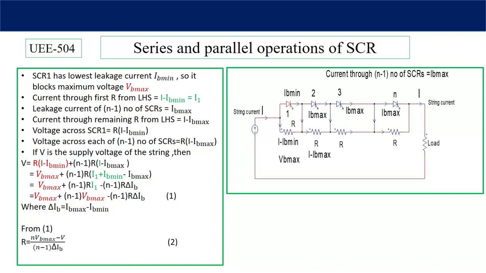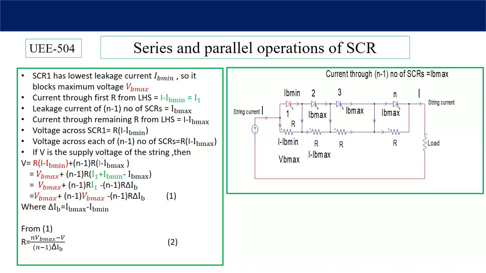Now the voltage across SCR number 1 is equal to R into I minus IB minimum, and the voltage across each of the n minus 1 number of SCRs is equal to R into I minus IB maximum. If the battery voltage is V, then V is equal to R into I minus IB minimum plus n minus 1 into R into I minus IB maximum.